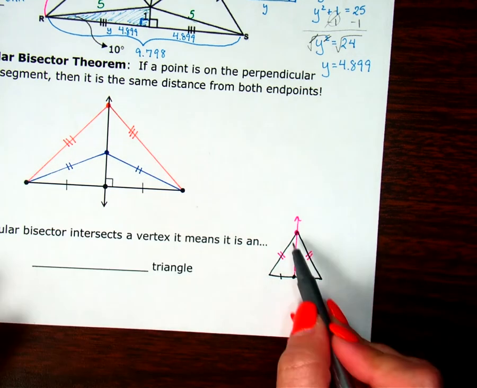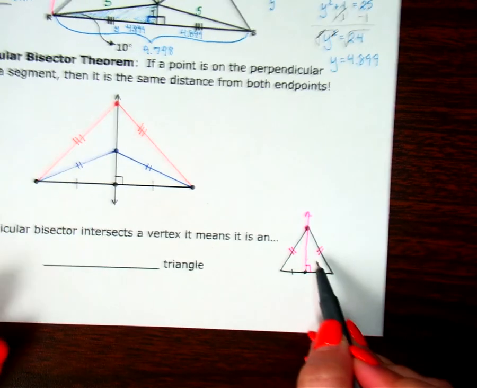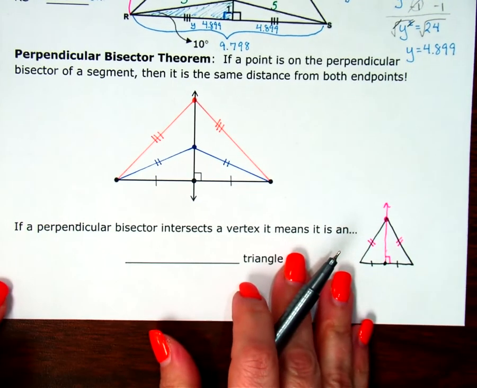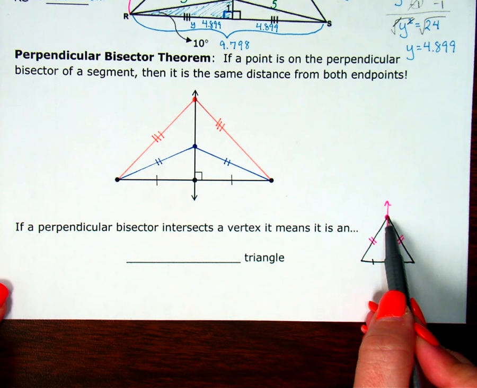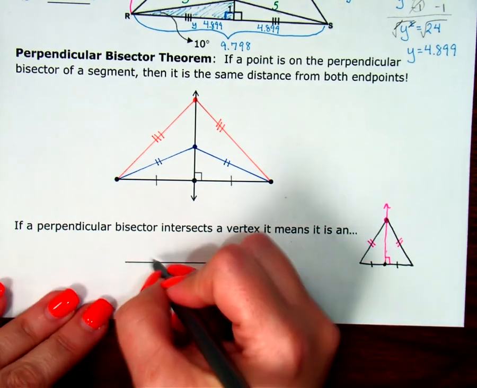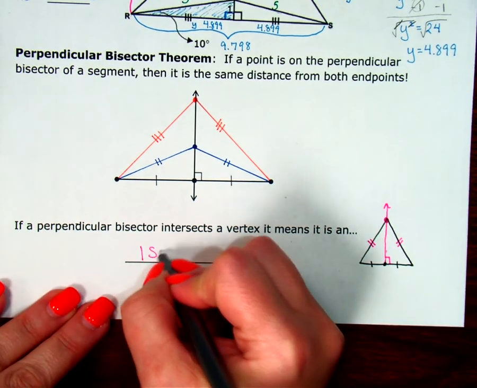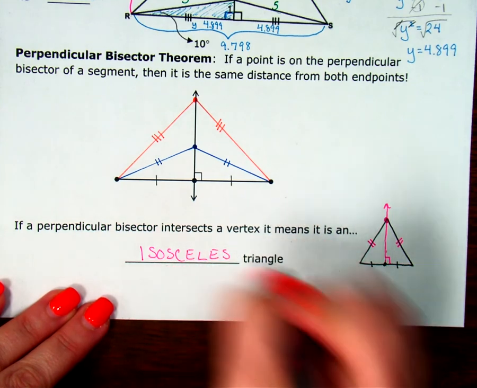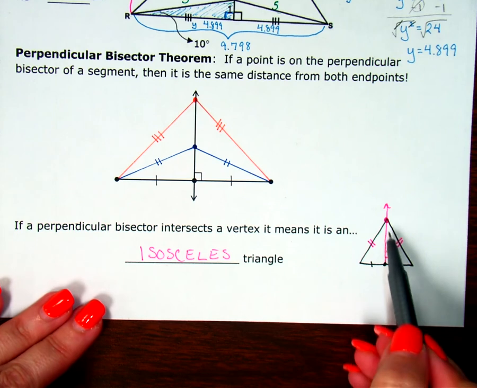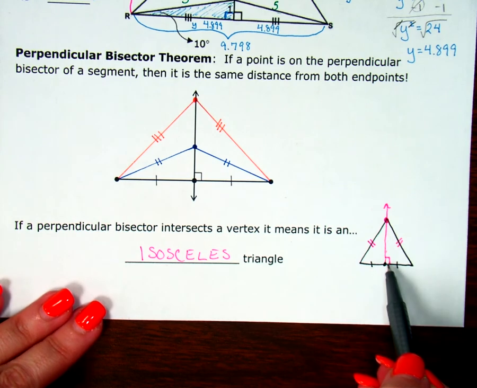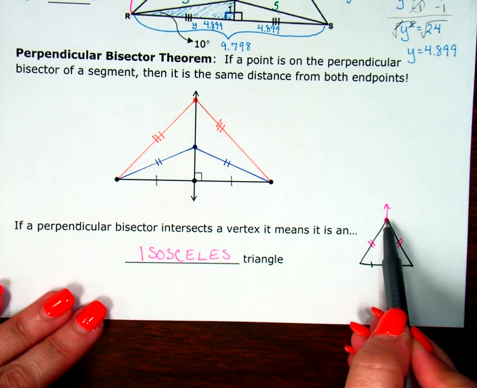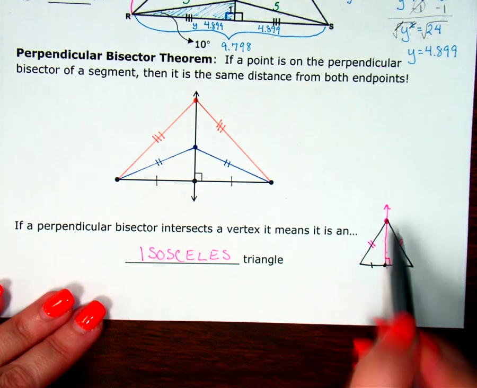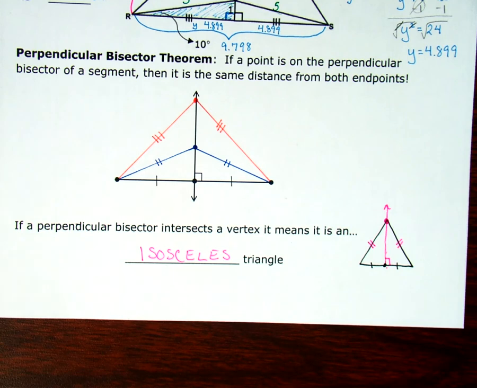So what does that tell me about the whole main triangle? It tells me it has two equal sides. So when my perpendicular bisector intersects a vertex, that tells us that we are always going to have an isosceles triangle. Okay? So again, that's only going to be true if your perpendicular bisector goes through the vertex. It always goes through the midpoint when it goes through the vertex of the opposite side.